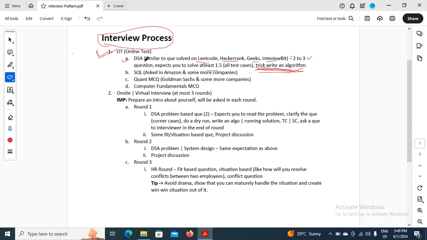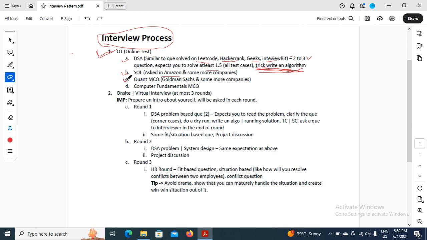The second thing is that some companies also ask SQL based questions. They might ask you to write a SQL query for a problem, let's say a join query or something. This is being asked in Amazon, I have seen it there, and some more companies ask these things. Then there might be a quant based question, like the questions we solve in quant, based on the distance formula or some other formulas.